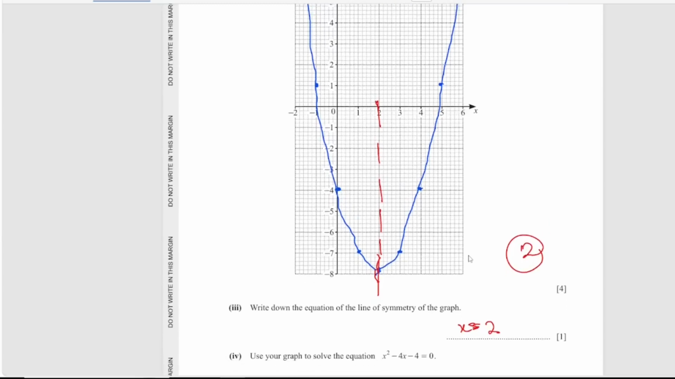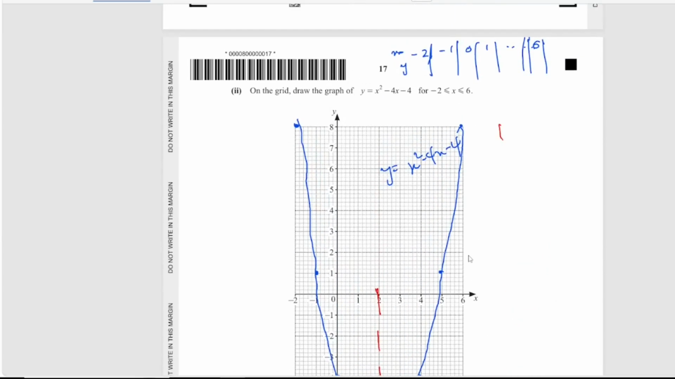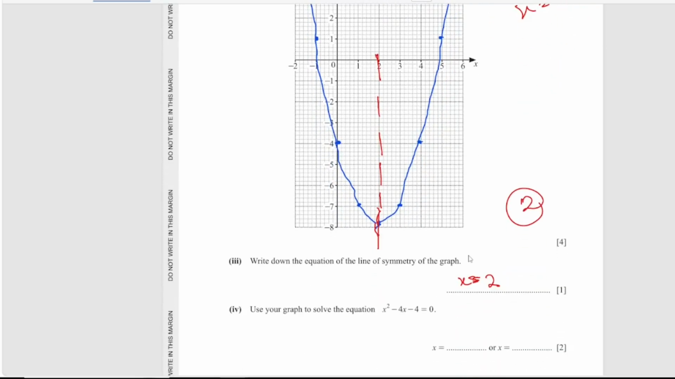If you doubt, you can calculate it, right? Our b is negative 4, our a is equal to 1. So x is equal to negative b, that's going to be 4, over 2a, and that's going to give x equal to 2. Right?